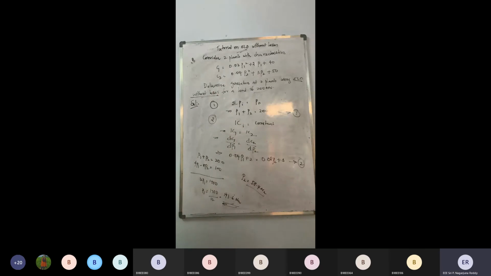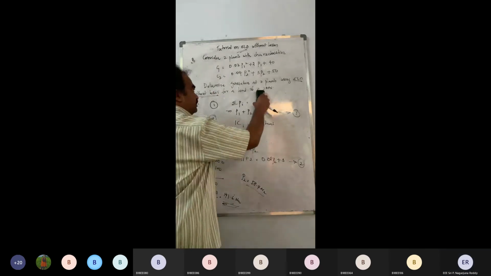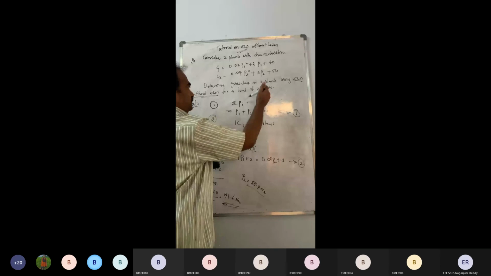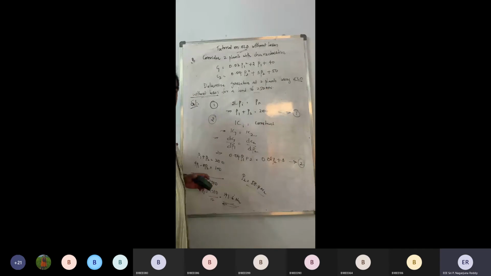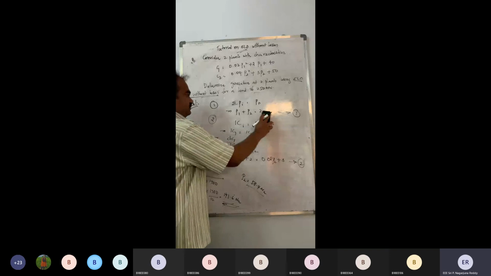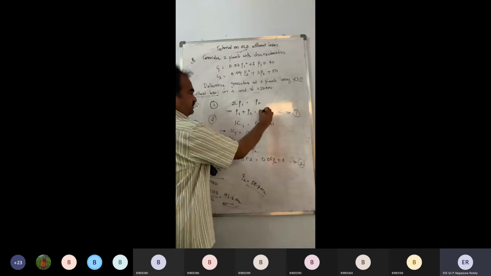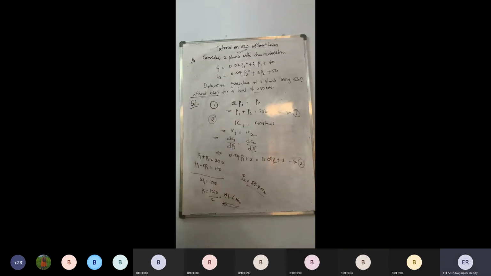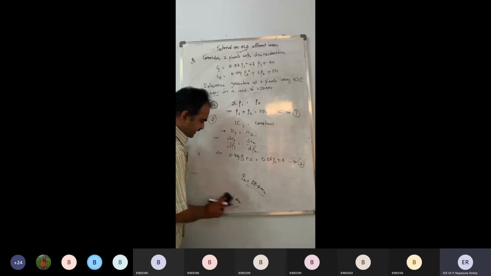Now we will move on to another load. I have taken a different load, 250 megawatts. The first condition remains the same. Sorry, in the first condition, this will become 250, because the sum of generations must be equal to your demand, which is 250. The first condition has varied. The second condition remains the same. Again, you need to solve these two equations, again to get P1 and P2.